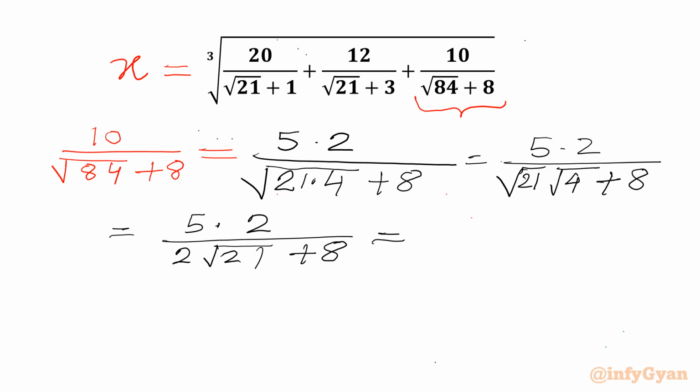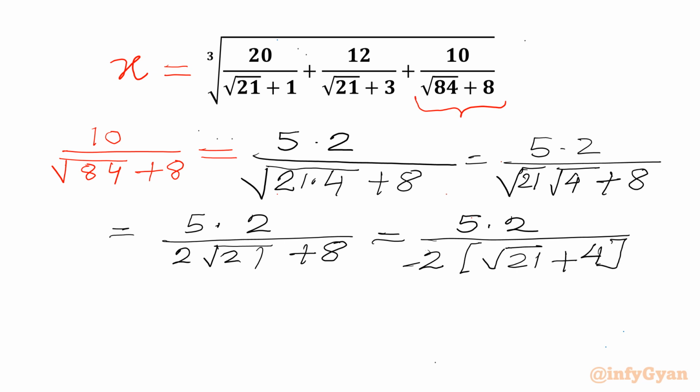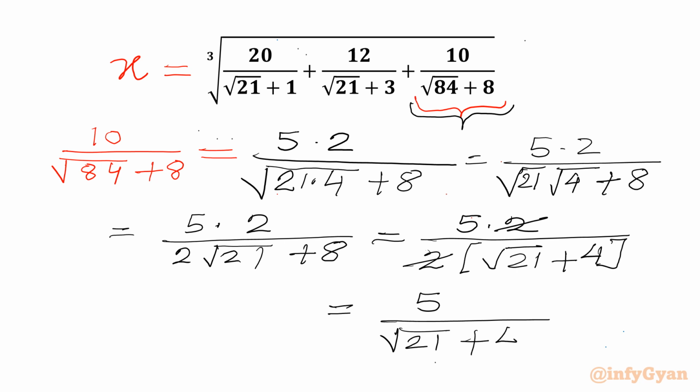Now 2 is common from the denominator. So 5 times 2 over 2 times root 21 plus 4. Now this 2 and 2 will cancel. So our expression 10 over square root 84 plus 8 will be equal to 5 over square root 21 plus 4.